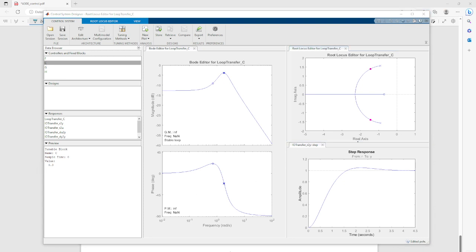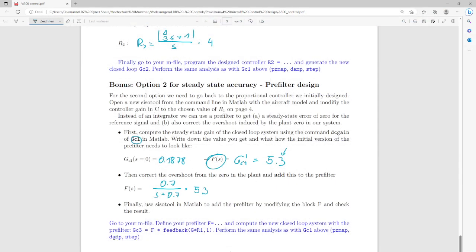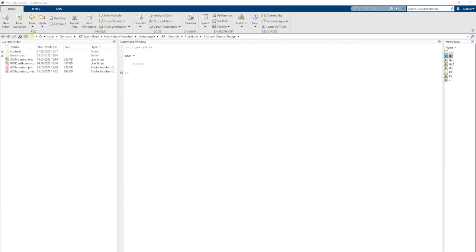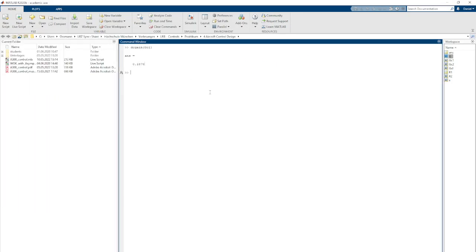I'm going to simply close it. Technically, you could also save this whole thing. So we designed the pre-filter here. Well, you can do the same thing now in Matlab. You could say, okay, my pre-filter is 5.3 times, what did we have? Let's do it easy, 0.7 over s plus 0.7.